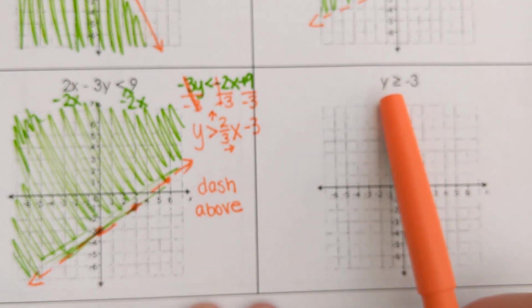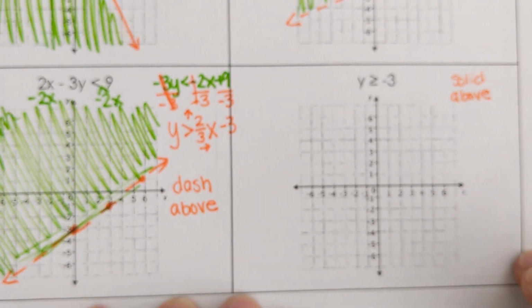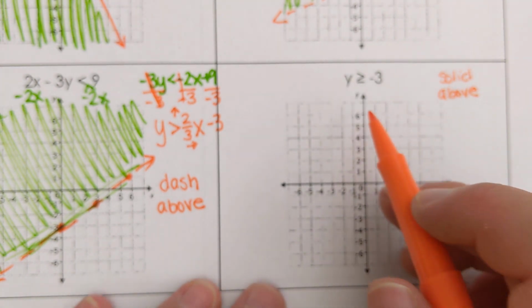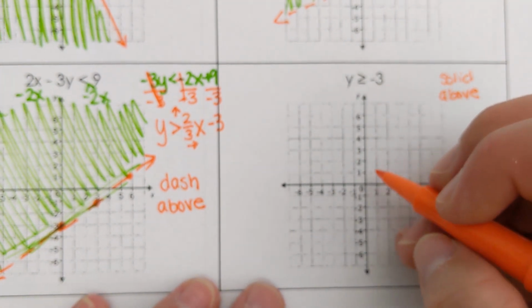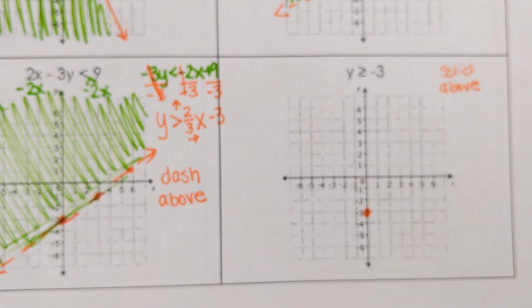Y is greater than or equal to negative 3. First of all, this is going to be a solid line that we are going to shade above. So I'm going to go to where y is negative 3. And then this is where it gets a little tricky. That's all there is. There's no slope on this one.